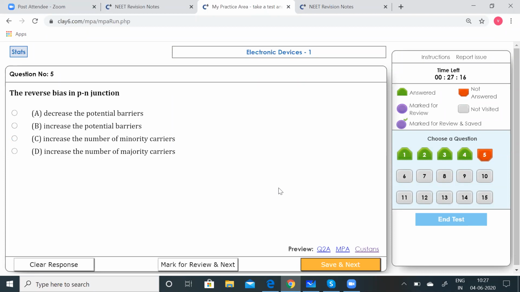Next. The reverse bias in a PN junction: decreases the potential barrier, increases the potential barrier, increases the number of minority carriers, or increases the number of majority carriers. So in reverse biasing, the width of the depletion region increases. Okay, so B should be the correct option.